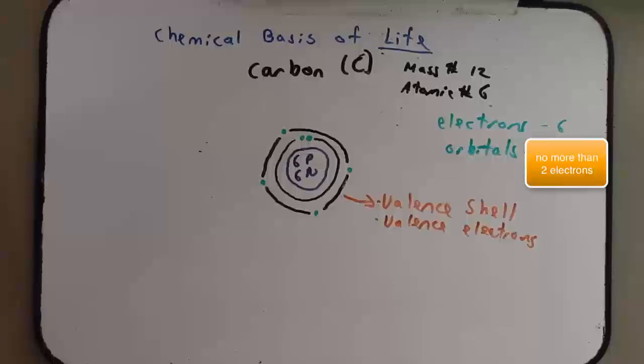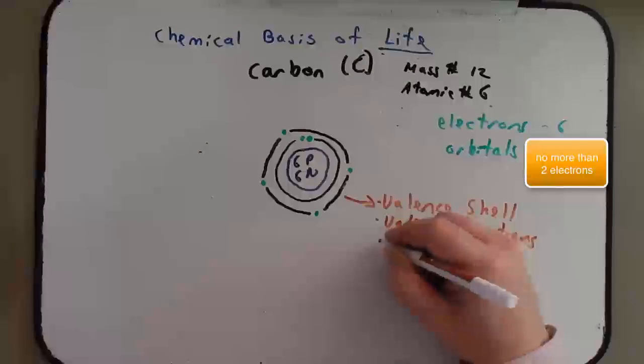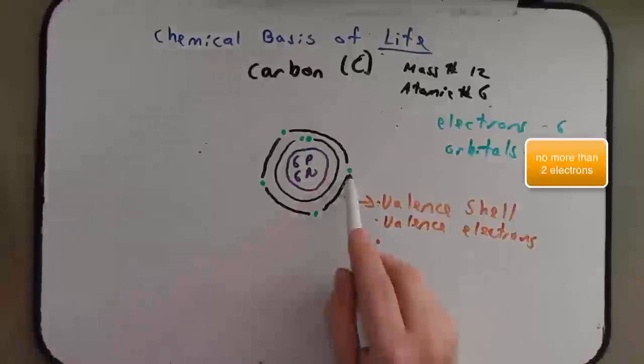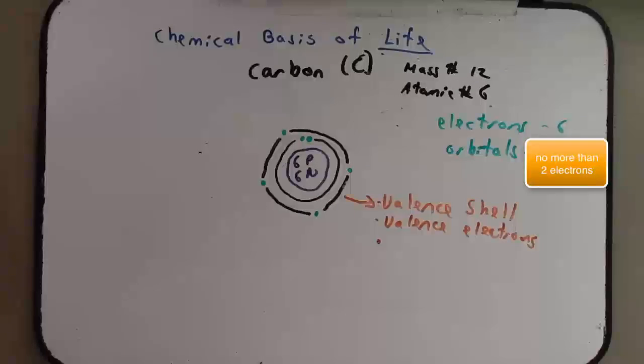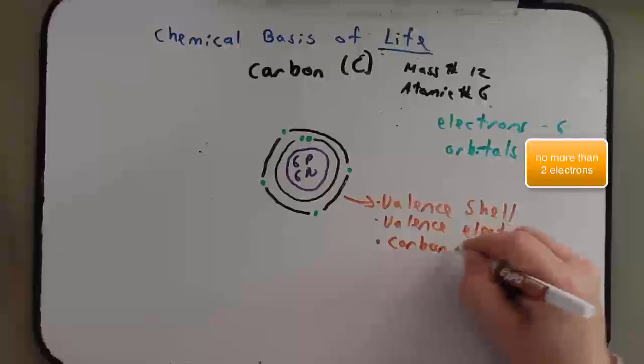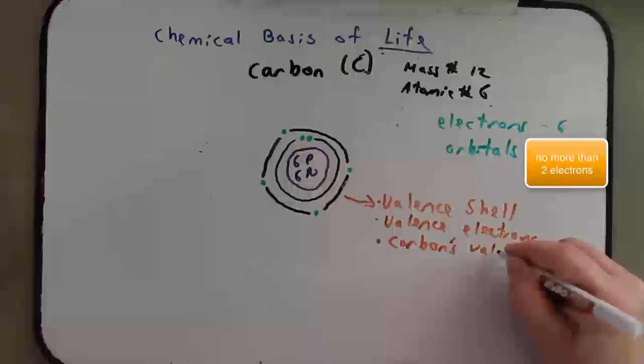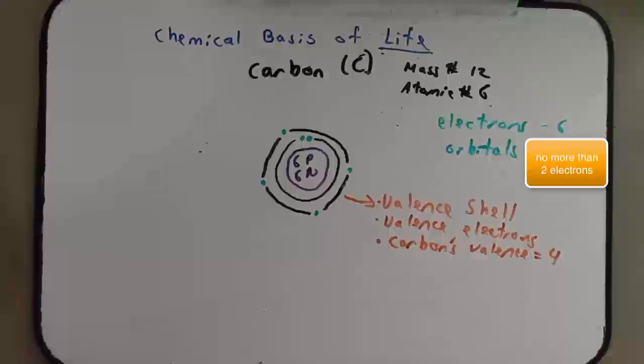They can bind to 4 other atoms. Another term to throw out at you is the valence number of an atom. The valence number is the number of unpaired electrons. So we say that carbon's valence is 4. Oxygen, for example, has 2 unpaired electrons, so it has a valence of 2.